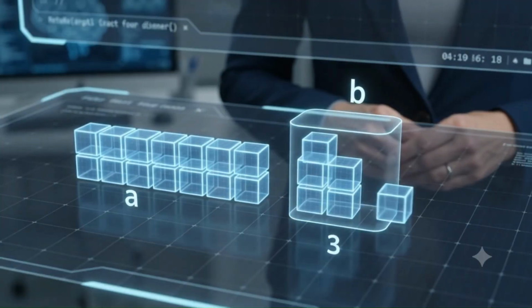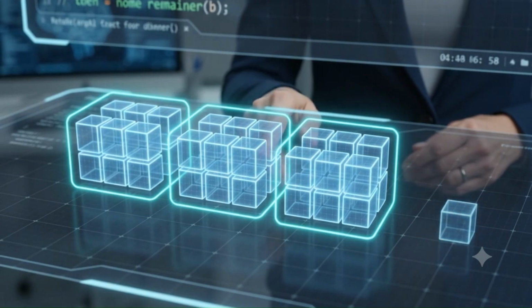Today we will learn about floor division. Here is our code. 10 is divided into groups of 3. We get 3 groups and 1 remainder. Floor division only keeps the whole number.